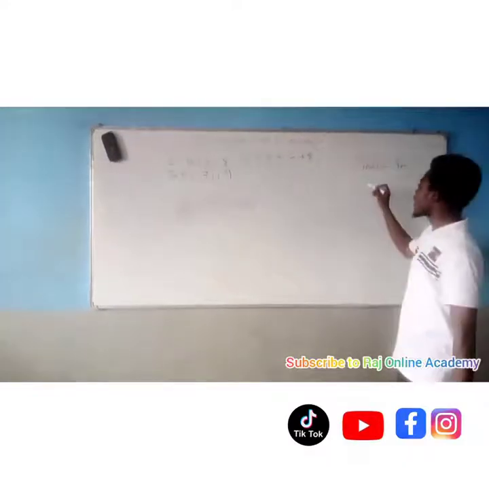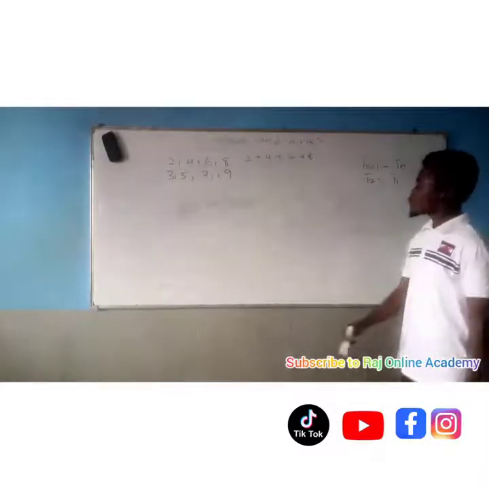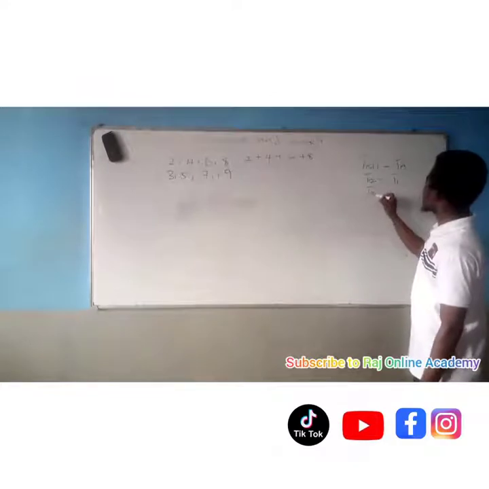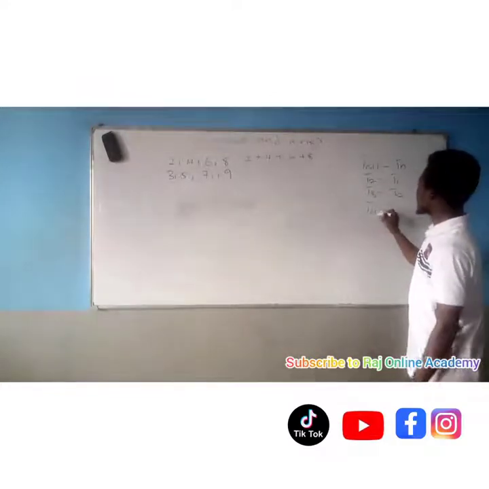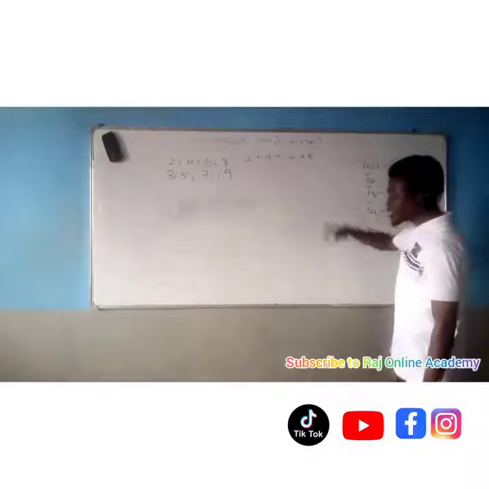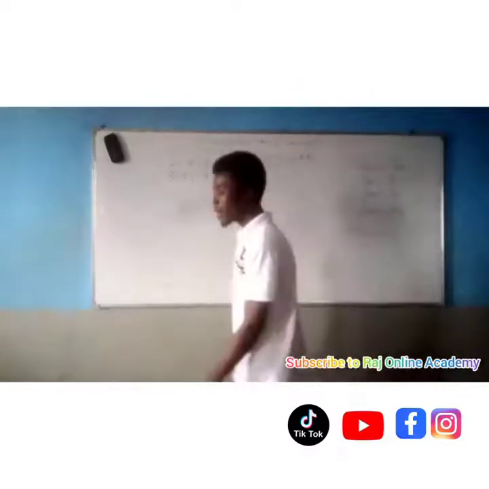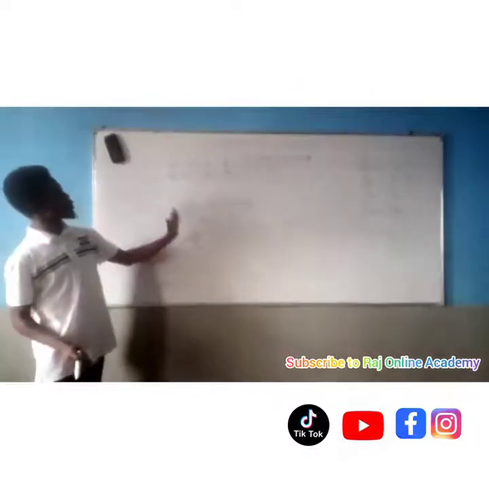What do we mean by this one here? We say this is T2 minus T1, or we can say T3 minus T2, or T4 minus T3. Always we subtract from what? The preceding terms.